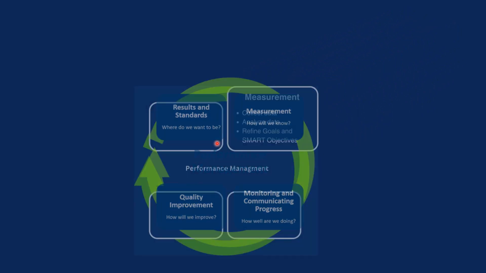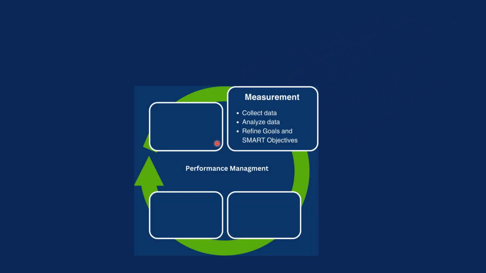Now, with measurement, we are ultimately collecting data, right? Did we get all 4 reports in? We want to be analyzing that data. What prevented us from getting all 4 reports in? And then we're refining that process. So do we need to change the timeline? Are 4 reports excessive or even necessary? And that's all what measurement is about.